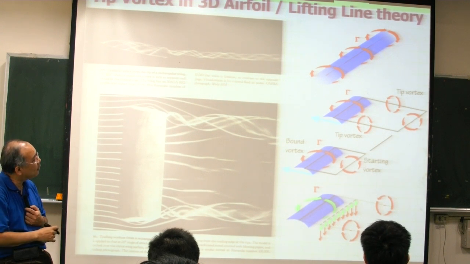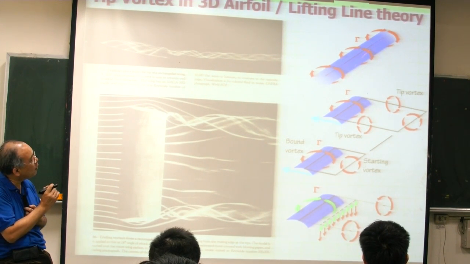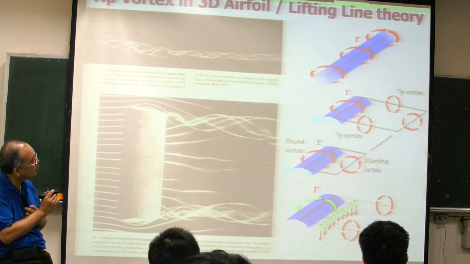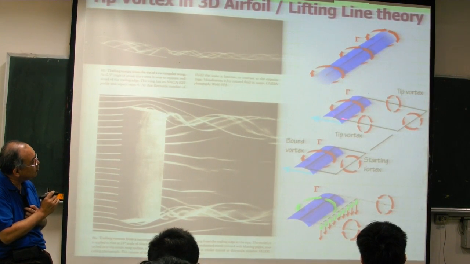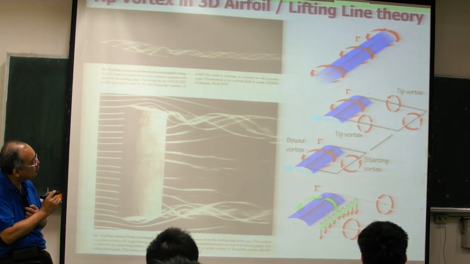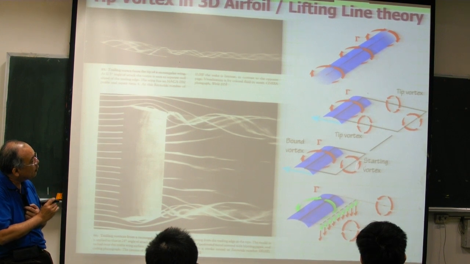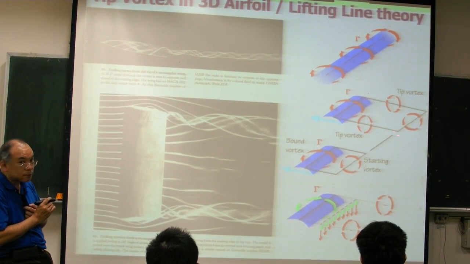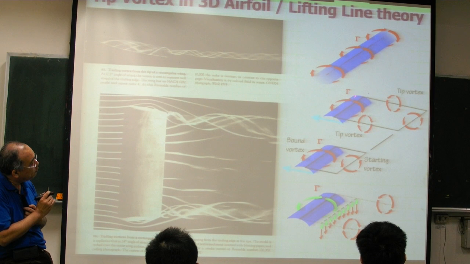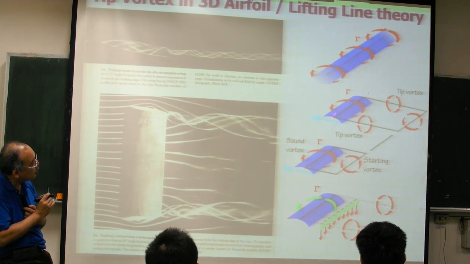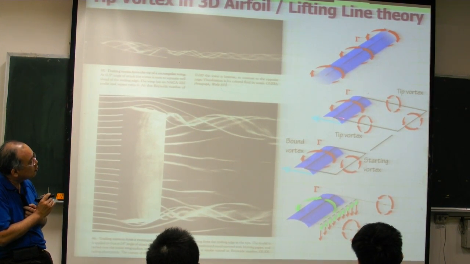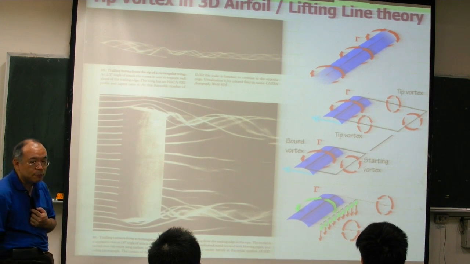Either form a closed loop, or end on the boundary. Those are the two possibilities. So on the airfoil here, we assume there's a vortex line, and our circulation is near the airfoil. We have gamma here, and this is our starting vortex, so we can form this closed loop. According to this, we call it the lifting line theory.